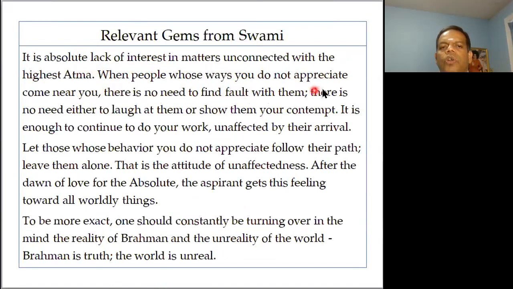When people whose ways you do not appreciate come near you, there is no need to find fault with them. There is no need either to laugh at them or show them your contempt. It is enough to continue to do your work unaffected by their arrival. Let those whose behavior you do not appreciate follow their path. Leave them alone. That is the attitude of unaffectedness. After the dawn of love for the absolute, the aspirant gets this feeling toward all worldly things. To be more exact, one should constantly be turning over in the mind the reality of Brahman and the unreality of the world. Brahman is truth. The world is unreal.